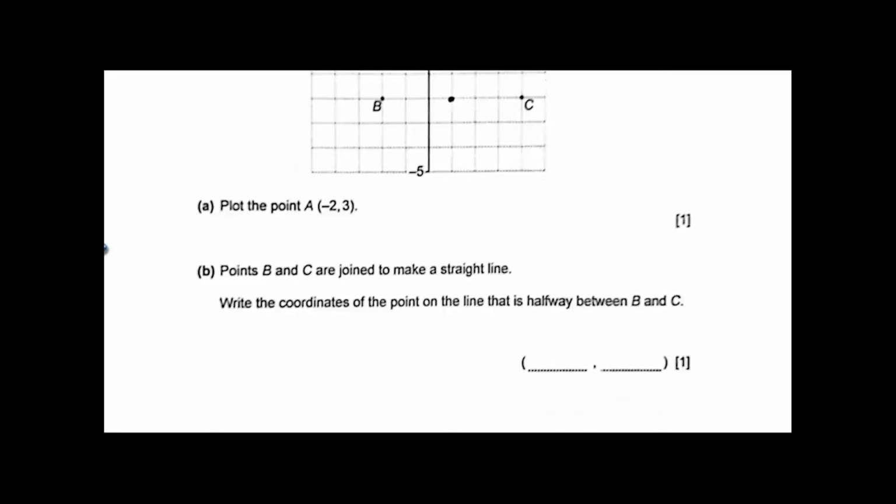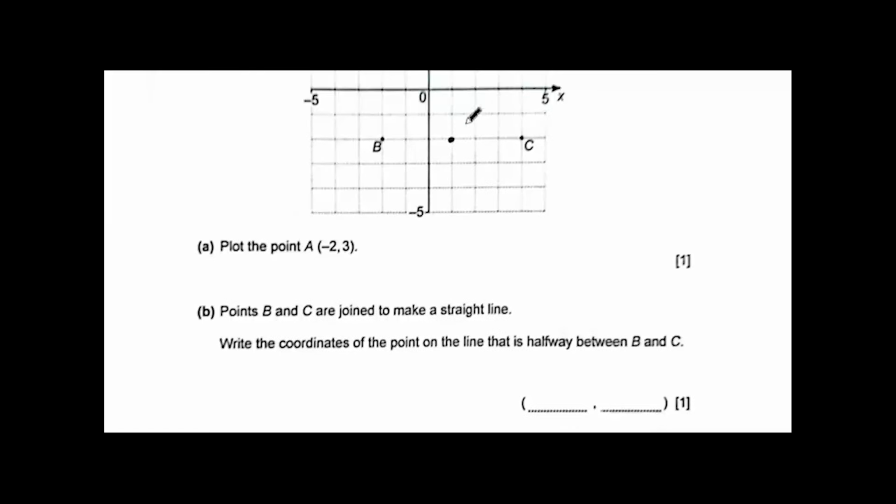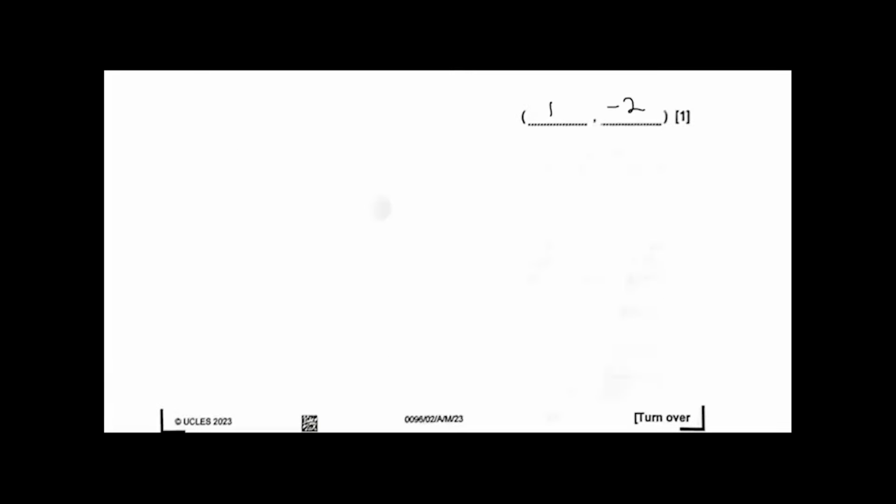So let's see the coordinates. Let me scroll up a little bit. So the coordinates will be here. If you trace this one to the x axis, it will be x equals 1, like this. So that's x equals 1, and the value of y here will be -2. Okay, so those are the coordinates of the halfway. Okay, so the next question will be question 14.